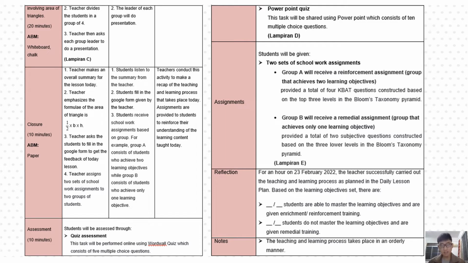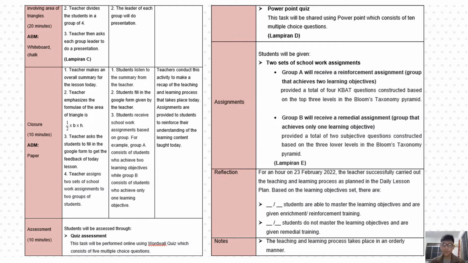On the other hand, Group B will receive a remedial assignment, for the group that achieved only 1 learning objective. For this part, I have provided a total of 2 subjective questions constructed based on the 3 lower levels in the Bloom's taxonomy pyramid. For the assignments, I have put them in Lampiran E.